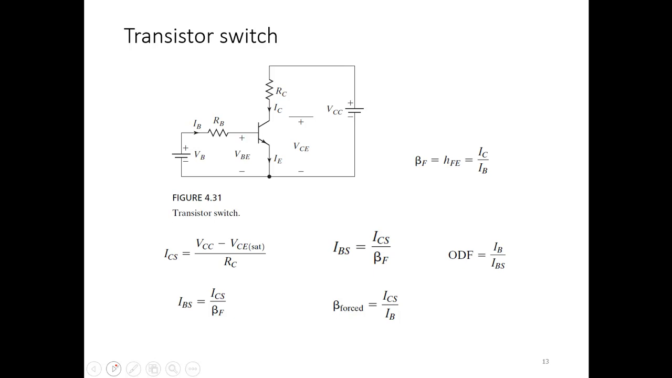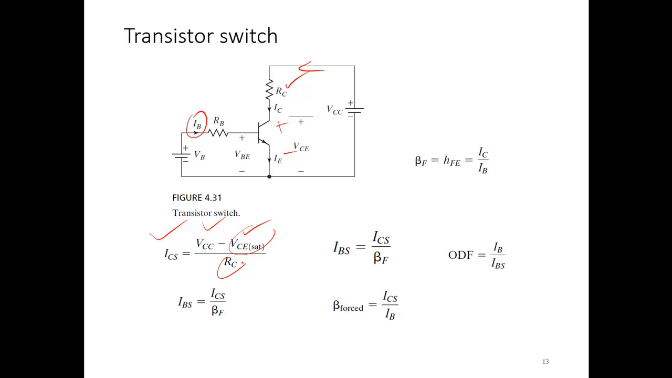We make sure that the base current is enough to drive the transistor into the saturation region. Then in this case, it will act like a switch. That means it will be at saturation. We can find the collector current. The collector current will be the supply voltage, the DC voltage, minus the saturation voltage, divided by RC. That's the ICS, the maximum current that can flow through the transistor at saturation.